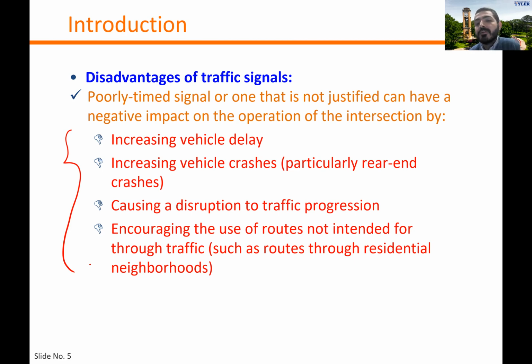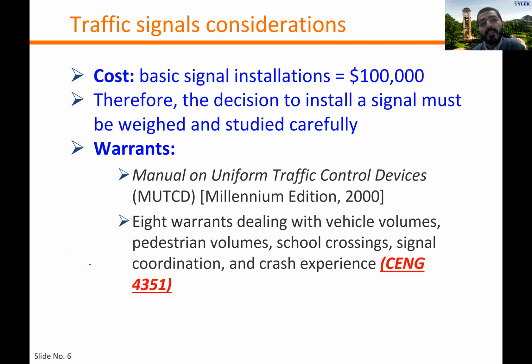It can also cause disruption of traffic progression at certain locations, and in some cases it encourages the use of routes that are not intended for through traffic. Basically, such routes go through residential neighborhoods. People know they're going to go through a certain intersection, and that intersection has a traffic signal. They're going to be stuck there for a couple of minutes, and instead they end up going through minor residential neighborhoods that are not designed to handle that much traffic volume. That's an unintended disadvantage of having a traffic signal.